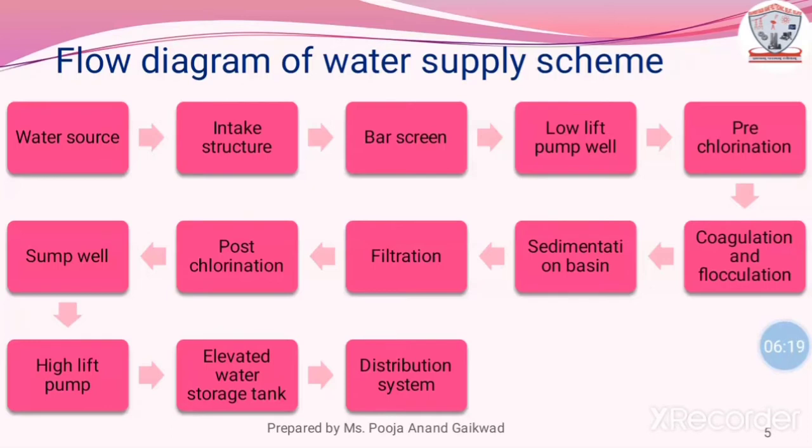Sump well. Filtered water is stored in the sump well. High lift pump well. Treated drinking water is pumped out through large pressure pumps to other pumping stations, reservoirs or points of supply within the local distribution system. Next is the elevated water storage tank, in short ESR. ESR ensures stable water pressure in the distribution system.